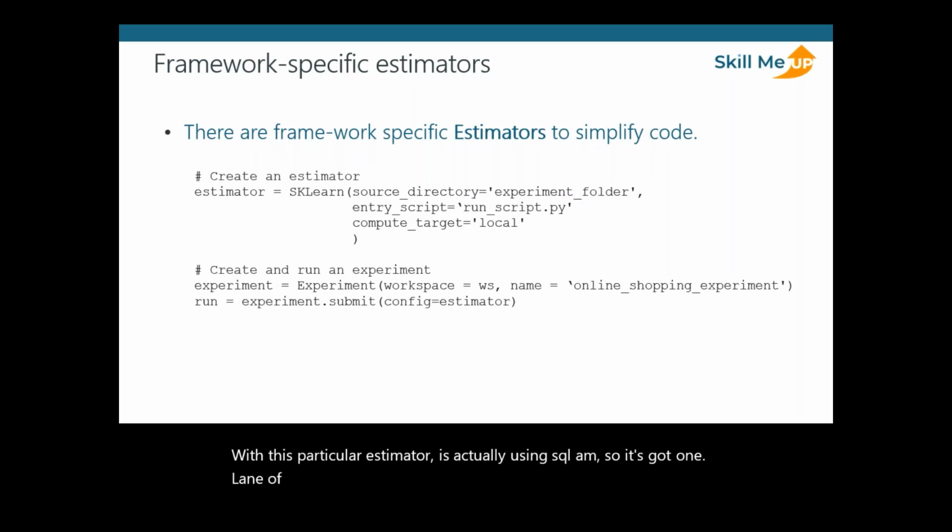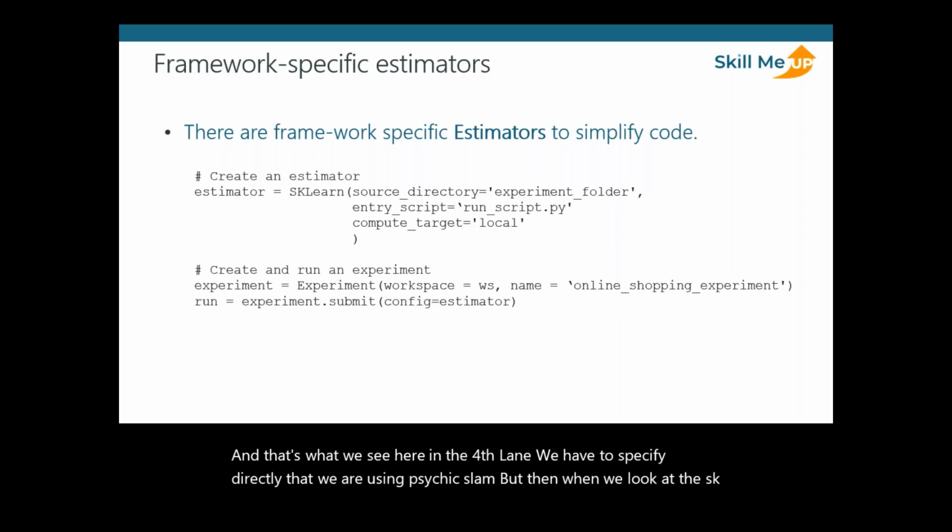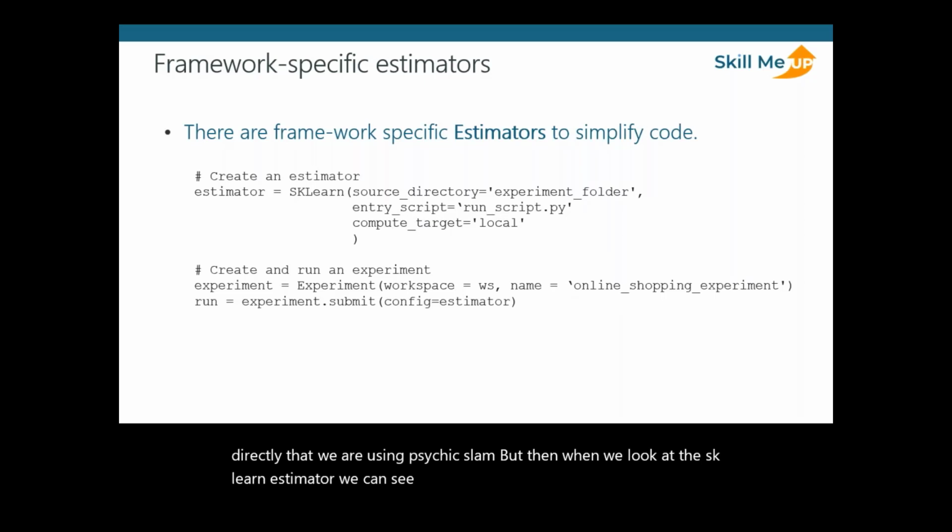Because we're using the sklearn estimator, you don't have to specify again that we are using the scikit package. And that's what we see here. In the fourth line, we have to specify directly that we are using scikit-learn. But when we look at the sklearn estimator, we can see explicitly that the fourth line is gone, and the first line of code refers to sklearn. So that is one of the estimators that are available to us.